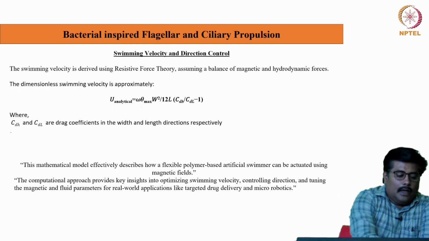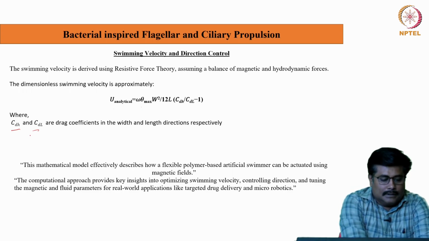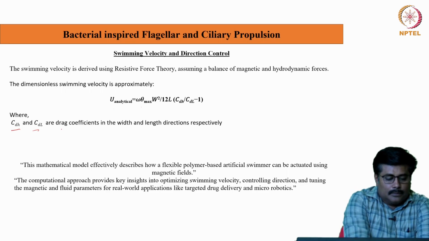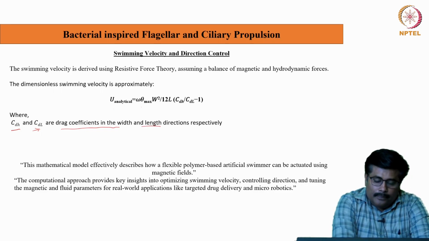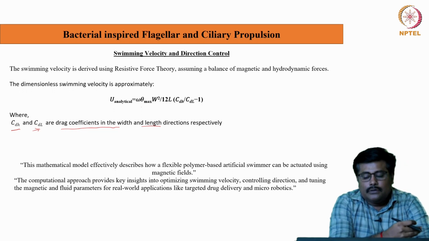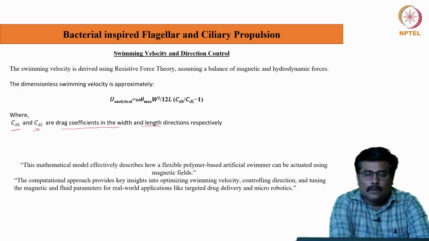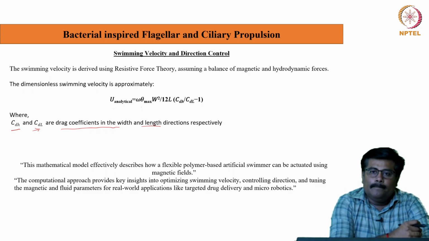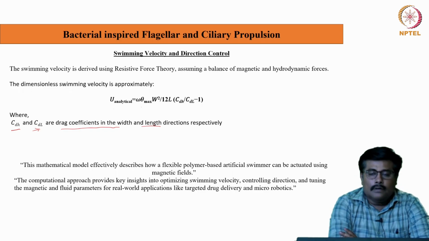So in that aspect, we have CDH and CDL, the drag coefficients in the width and length directions respectively. CDH corresponds to the drag coefficient along the width and CDL corresponds to the drag coefficient along the length. So this mathematical model effectively describes how a flexible polymer-based artificial swimmer can be actuated using a magnetic field. The computational approach provides key insight into optimizing the swimming velocity, controlling the directions, and tuning the magnetic and fluidic properties for real-world applications.